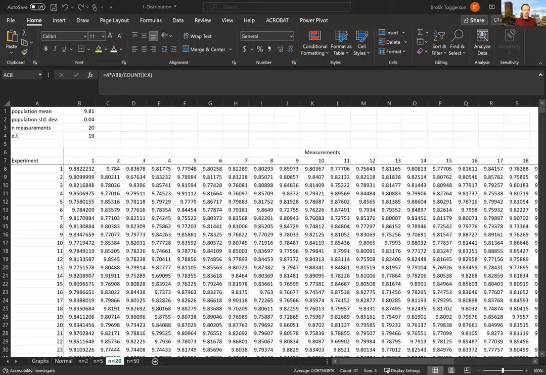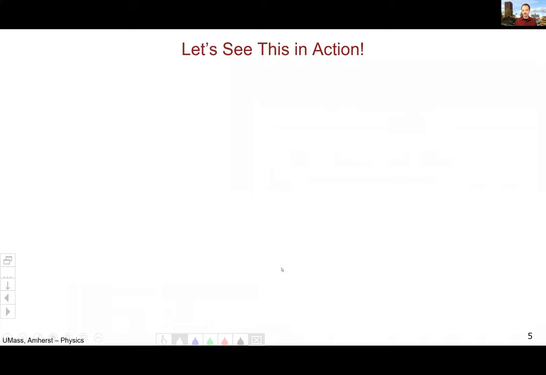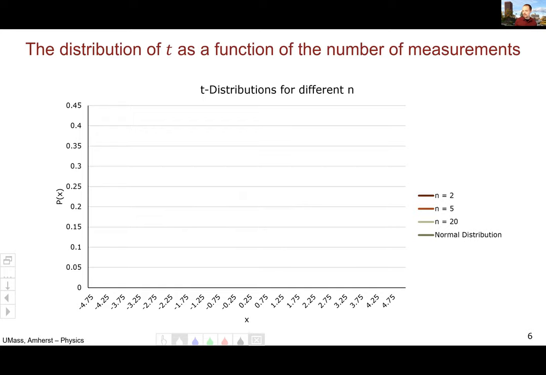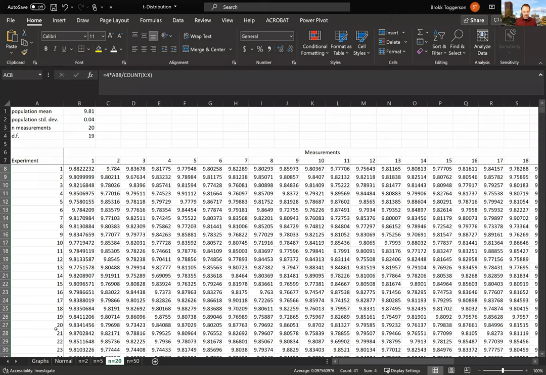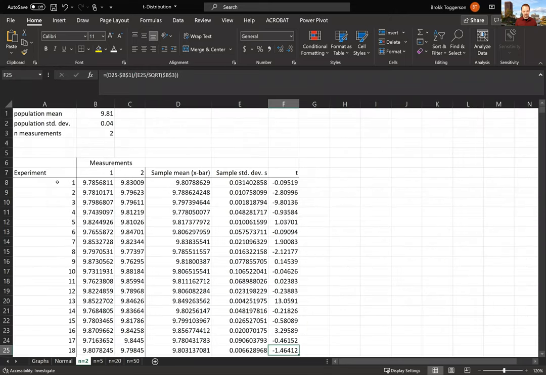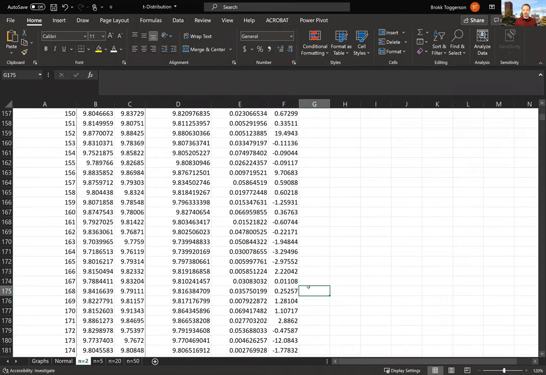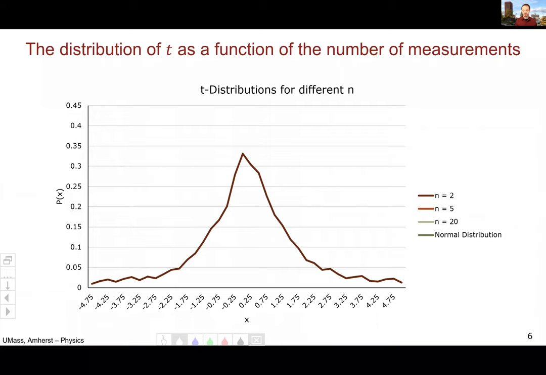So that's what I've done. And now we can see, what do the T values look like? If I've only got two measurements for each experiment, here's my experiment: I've dropped the rock, say twice, and I've got these two values for G. When I look at all these different values for T and make a histogram of them, here is the result.